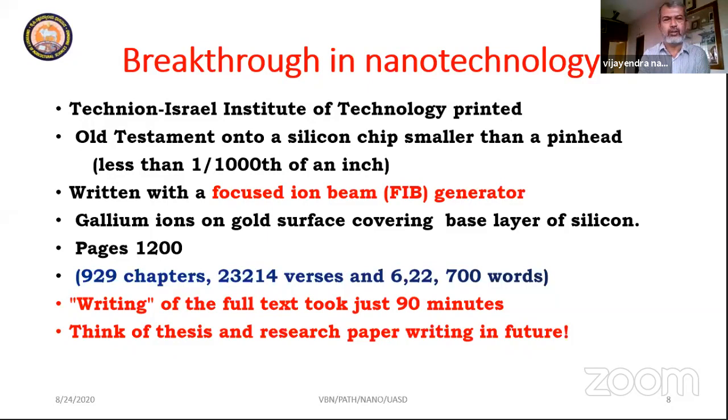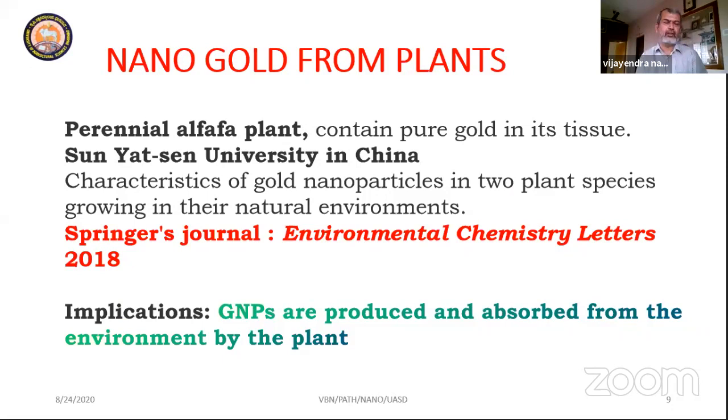Another exceptional phenomenon you have seen in a 2018 paper from a Chinese University. There is a perennial plant, alfalfa, which contains pure gold in its tissue. Just see, the present day price of gold is 50,000 for 10 grams. But if you just raise the crop, you can come across the gold as such. So actually they have identified the presence of gold particles in these plants. They have this characteristic.